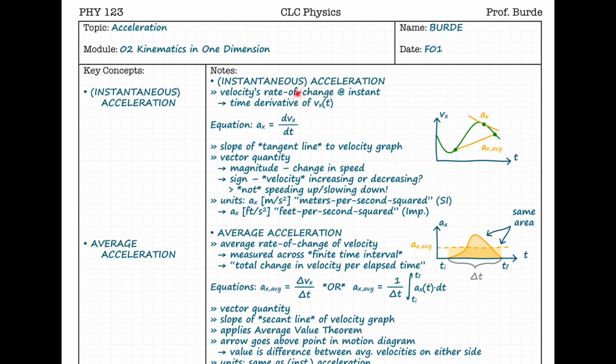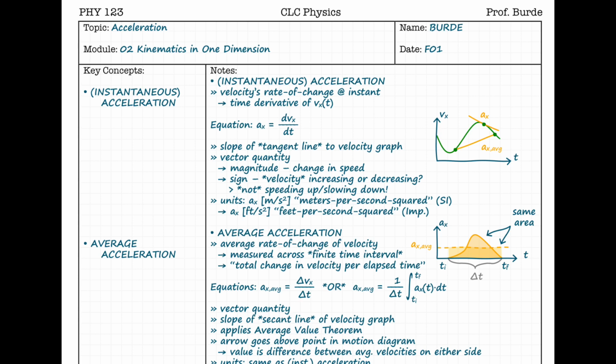A rate of change means a derivative, so our acceleration is the time derivative of the velocity. If we have a velocity graph, the acceleration at an instant in time is the slope of the tangent line at that instant. If we have a velocity function, you can take the derivative and evaluate the derivative to find the acceleration at that instant.